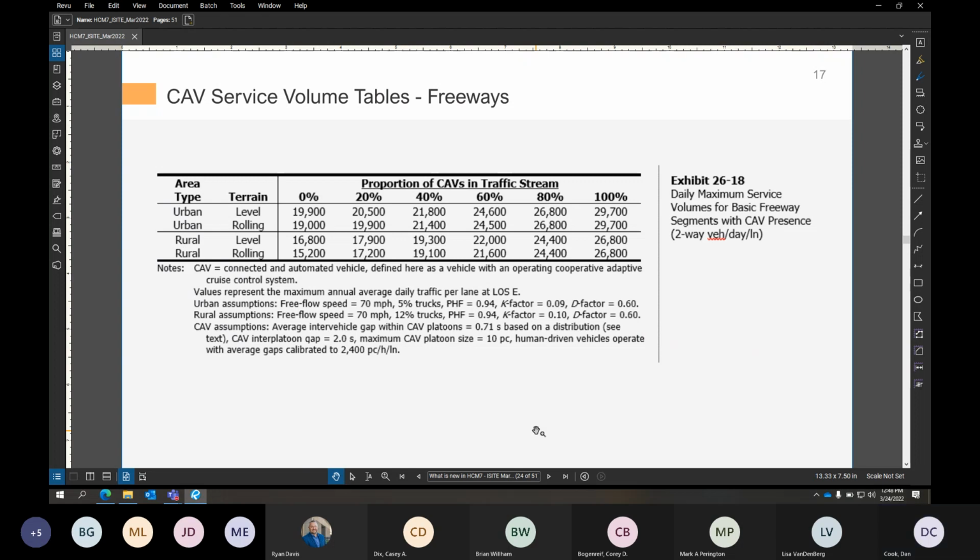Obviously, we had an idea in our head as professionals that yes, CAVs will probably increase capacity. This gives it a little more quantitative basis. How much are CAVs going to affect capacity? How much is it going to increase capacity?